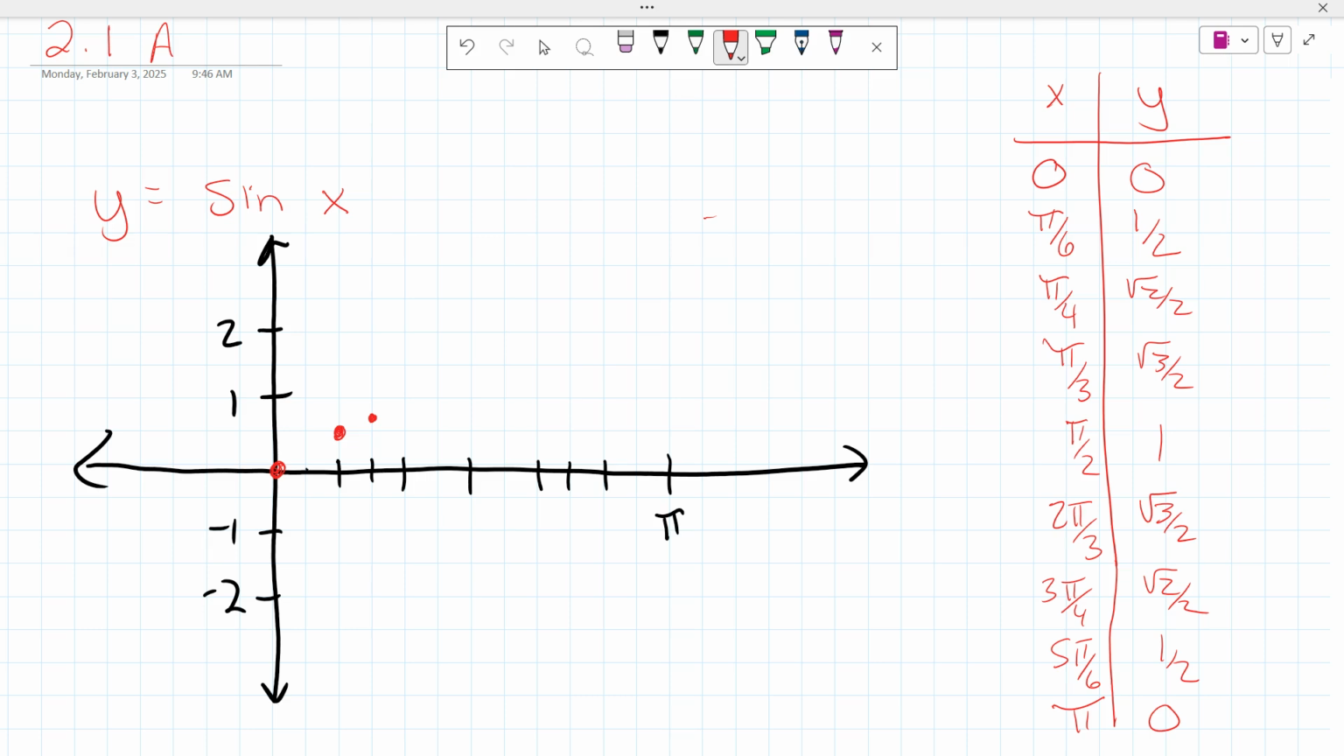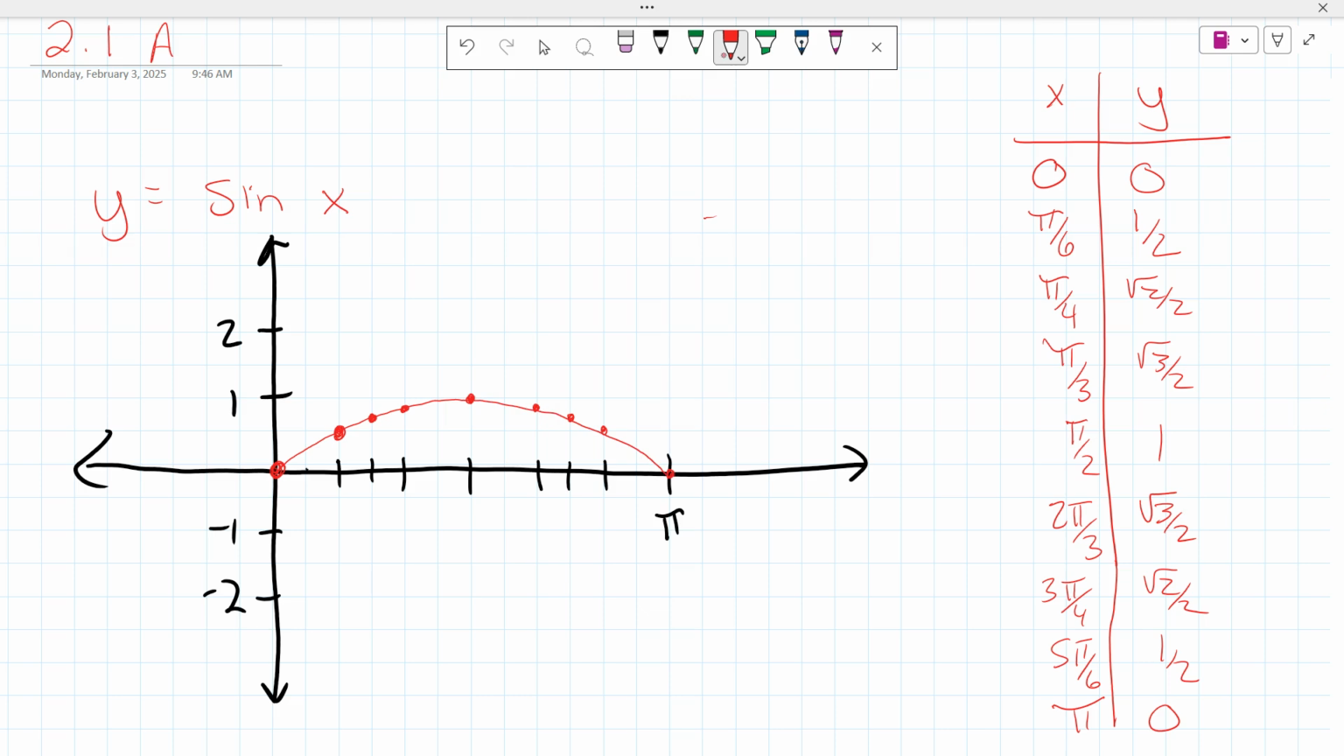Square root of 3 over 2 is even a little larger than that. What is square root of 3 over 2? 0.866. So it's about right there. And then once we get to pi over 2, we're at 1. And then here we're at 0.866, 0.7071, 1/2, 0. It makes a nice smooth curve like that.